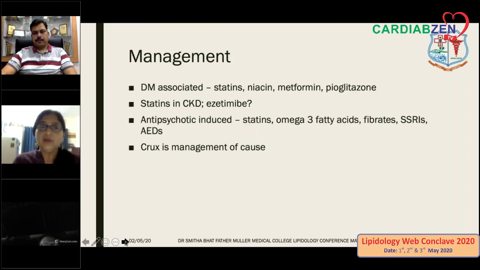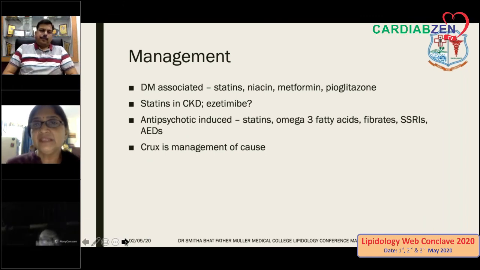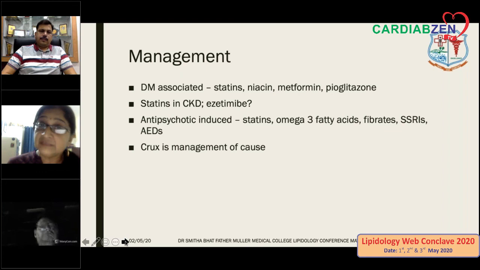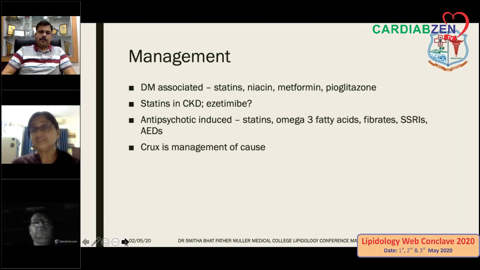Now, again, I'd like to reiterate what I said in the very beginning: management of secondary dyslipidemias begins with management of the cause itself. This is necessary but not sufficient. If the patient has diabetes-associated dyslipidemia, apart from statins and niacin, it's found that metformin and pioglitazone also have a beneficial effect.